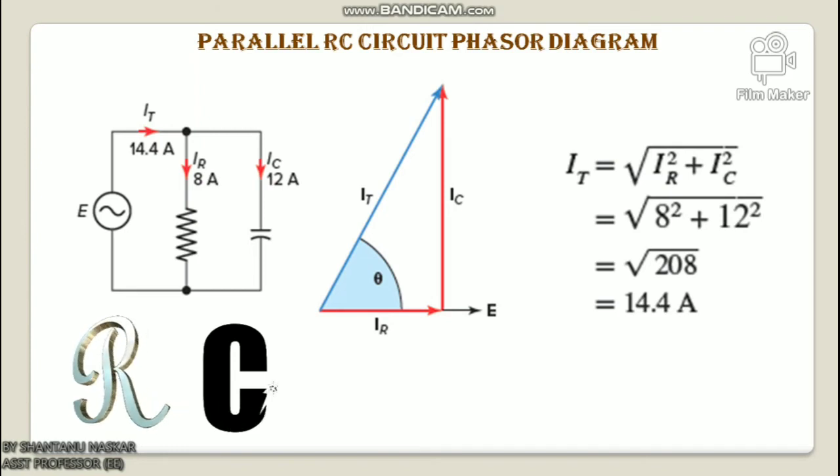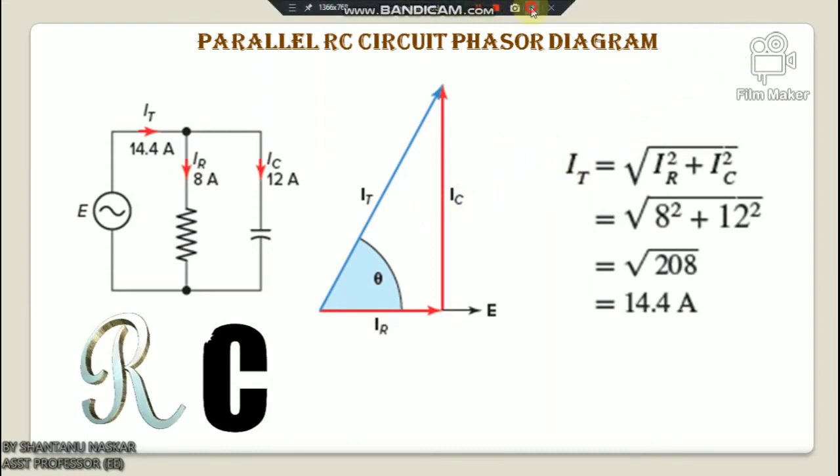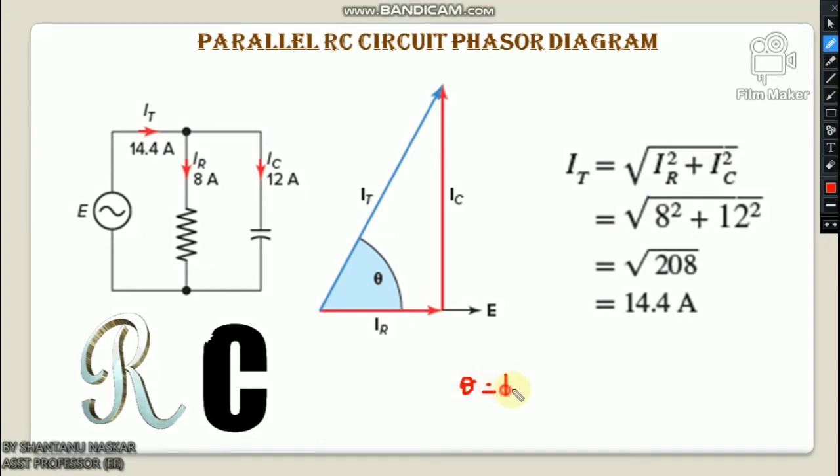And the value of the phase angle can be calculated from the values of the two branch currents using the following equation, which is theta equals tan inverse IC by IR. Okay, this is all for the phasor diagram of RC.